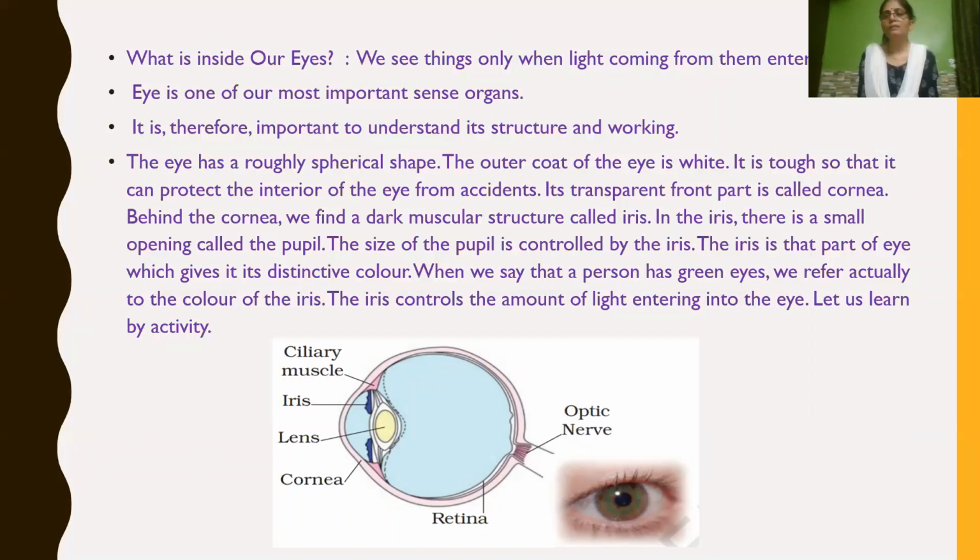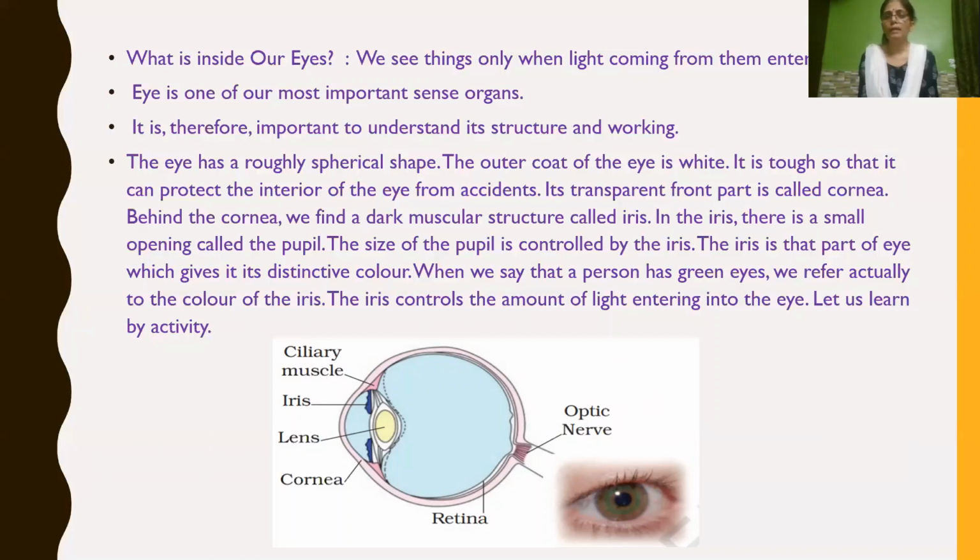The iris is that part of the eye which gives its distinctive color. When we say that a person has green eyes, we actually refer to the color of the iris. And the iris also controls the amount of light entering the eye. So, cornea, iris and pupil. What is the pupil? The pupil is nothing but the opening of the iris. And the color of the iris determines our eye color.